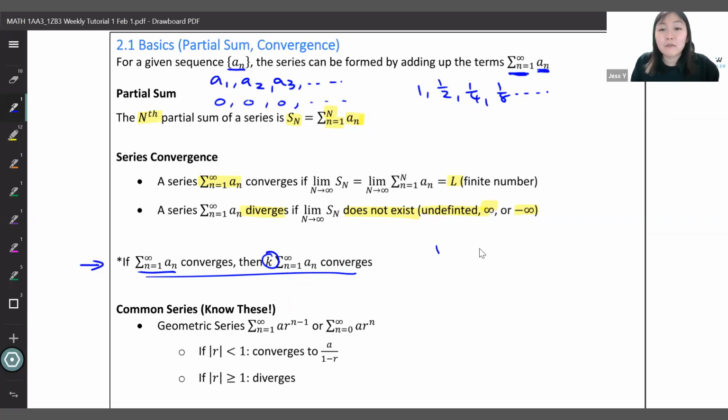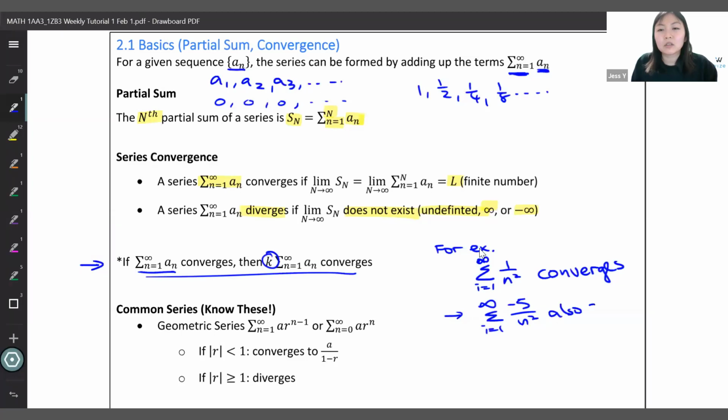So what I'm saying is, for example, let's pretend that the sum where n goes from 1 to infinity of 1 over n squared converges. And it does converge, and I'm going to show you why in a second. So this converges. Then what this is saying is that the sum where n goes from 1 to infinity of negative 5 over n squared also converges. So as long as the sum itself converges, it doesn't matter if I multiply it by a number, it will still converge.